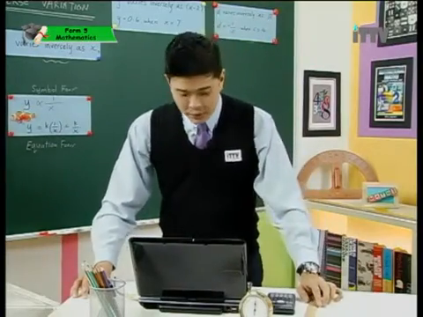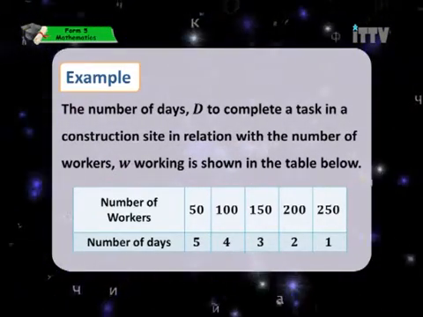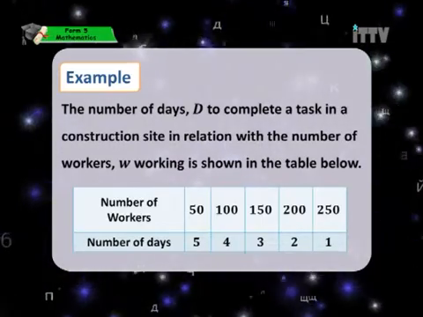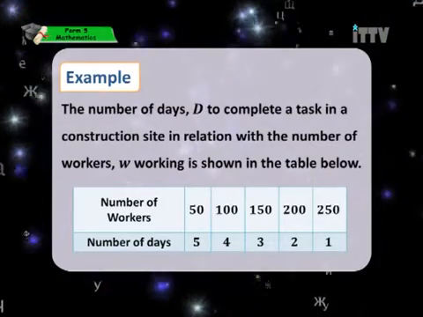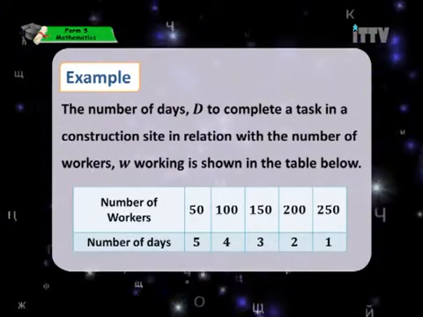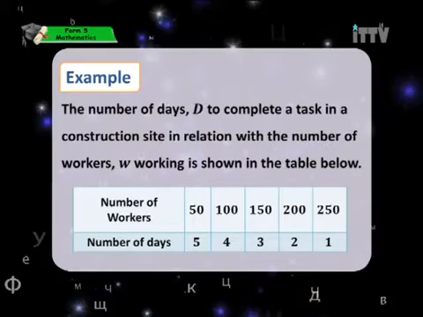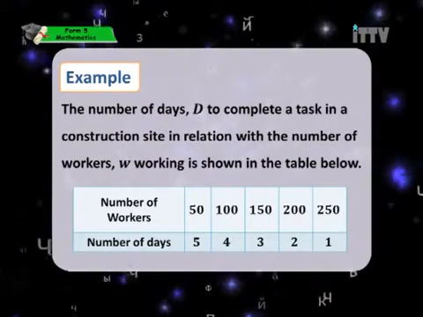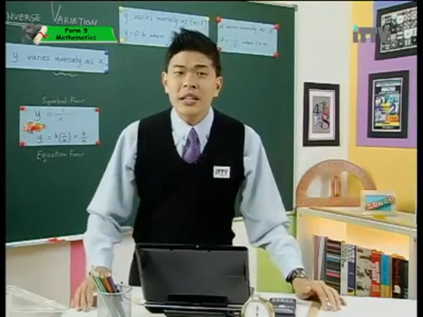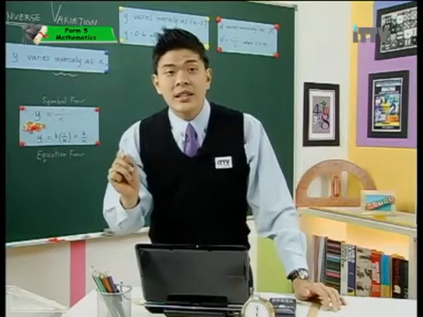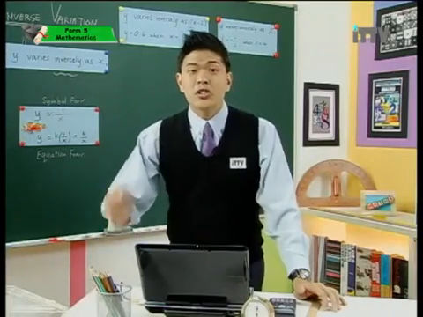Alright, let's take a look at this example. The number of days, D, to complete a task in a construction site in relation with the number of workers, W, working is shown in the table below. 50 workers take 5 days to complete. 100 workers, 4 days. 150 workers, 3 days. 200 workers, 2 days. 250 workers, just a single day. Alright guys, be very careful. It doesn't mean that because the number of workers increases and the number of days decreases, this is inverse variation, because you need to verify it.